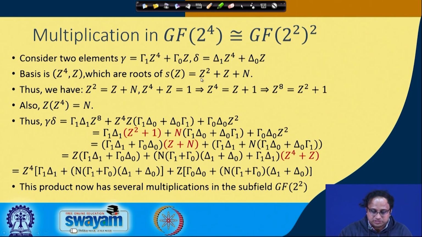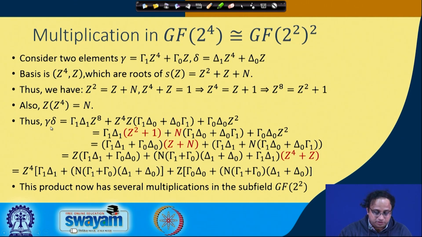So what I have is that z square is equal to z plus n, and exactly like what we have done for GF(2^4) square, we can do it for GF((2^2)^2) also. So what is that? We can write now that z square plus z is n when I want to do my simplifications, and I can also write z to the power of 4 plus z is equal to 1, because that is the sum of the two roots. And therefore, write z to the power of 4 equal to z plus 1, and z power of 8 is equal to z square plus 1. I have just done squarings on both sides. Also, the product of the two roots, that is z and z power of 4, should be equal to this constant n. So now I am ready to do this multiplication.